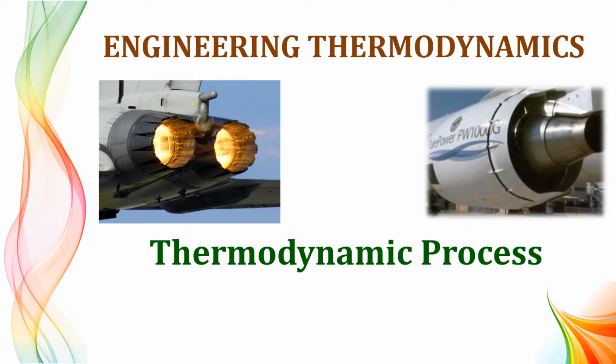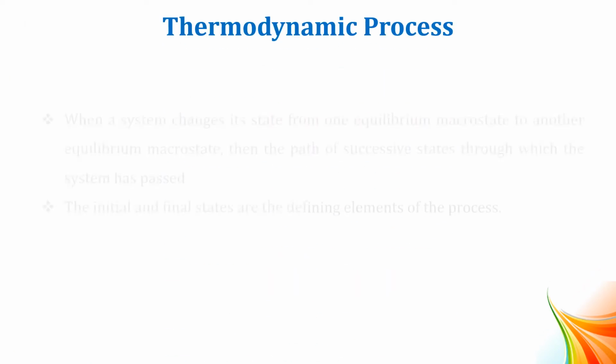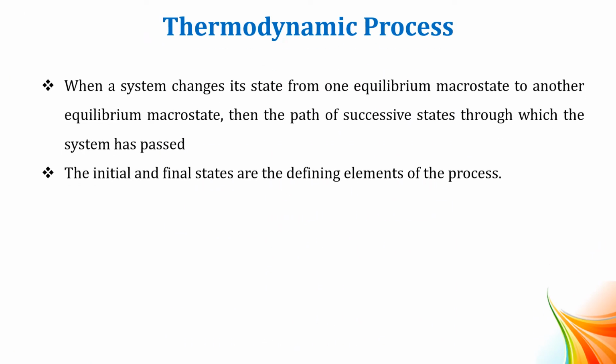Dear students, in this lecture, we are going to see thermodynamic processes. When a system changes its state from one equilibrium macro state to another equilibrium macro state, then the path of successive states through which the system has passed is known as thermodynamic processes. The initial and final states are the defining elements of the process.